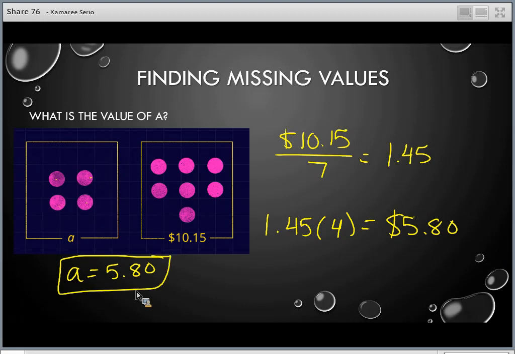Okay, so the biggest pattern with any of these type of problems is that you're finding your unit rate first. Okay, find your unit rate first, use your unit rate to solve the other problems, the other parts.